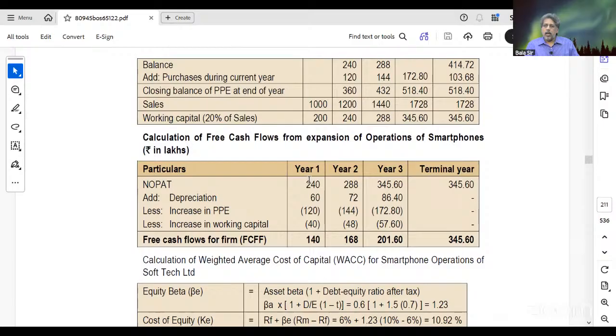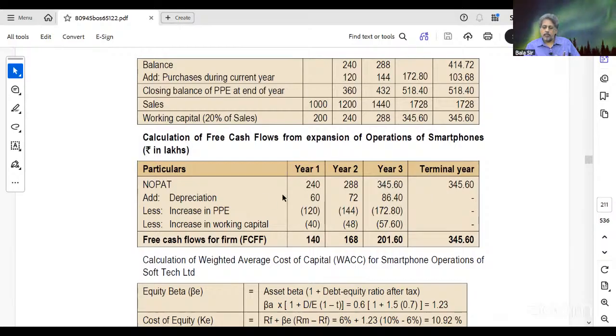Now the first line, year 1, 240. Last year, 200 lakh. They have given a 20% increase year on year. So 200 lakh plus 20%, 240. And 240 lakh plus 20%, 288. Again 20% increase, how much? 345.6. And then the fourth year, same? 345.6.